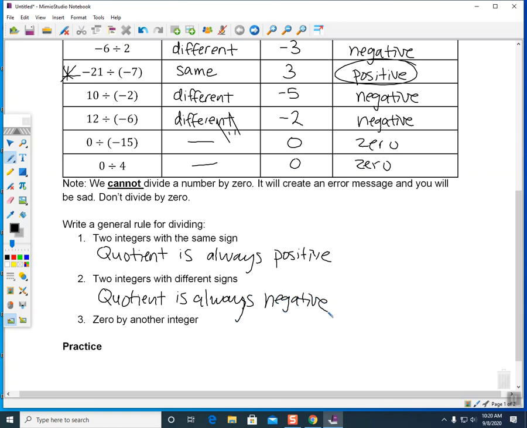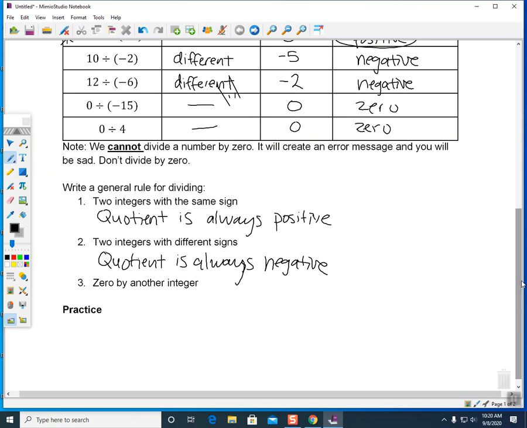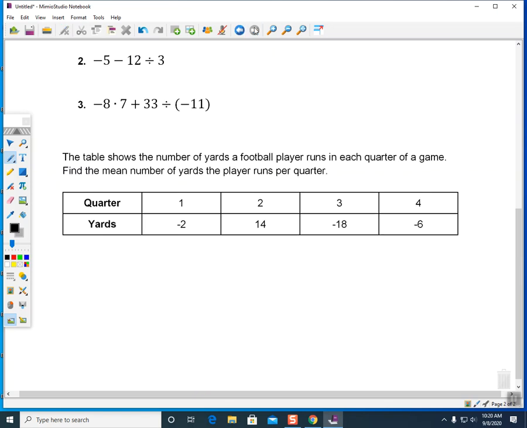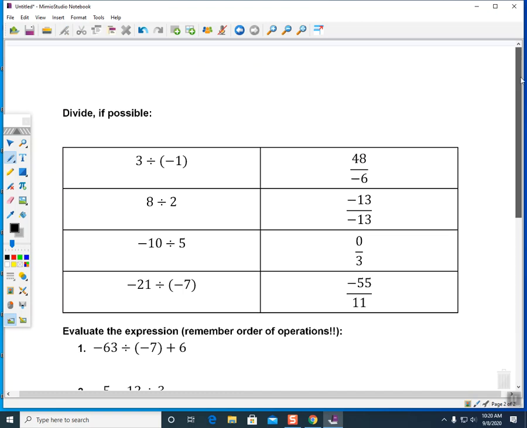And we already know if I divide 0 by another integer, my answer is always 0. My quotient is always 0. And can I divide a number by 0? No, I cannot. I cannot divide another number by 0. Okay, we've got some practice here for us.